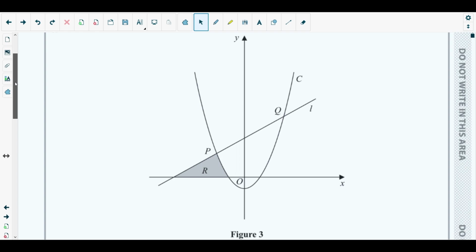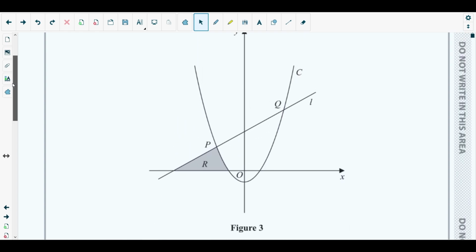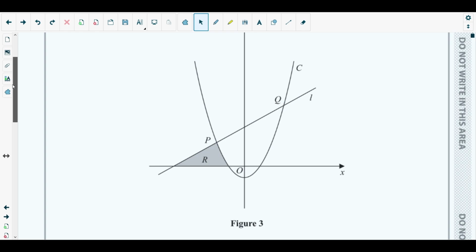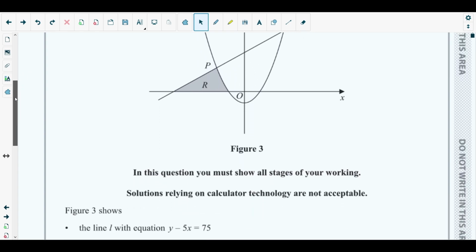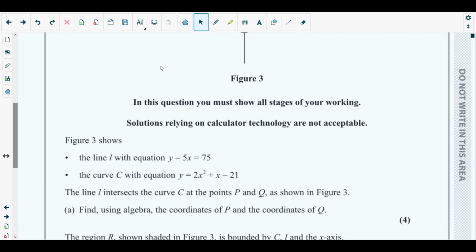Right at first you can see a figure, that is figure number 3. It is a sketch of two equations. One is a curve and another one is a straight line. The curve C is a quadratic curve, and line L is a straight line. The equations are given. The line with equation y minus 5x equals 75, that is the equation of line L. The equation of curve C is also given as y equals 2x squared plus x minus 21.